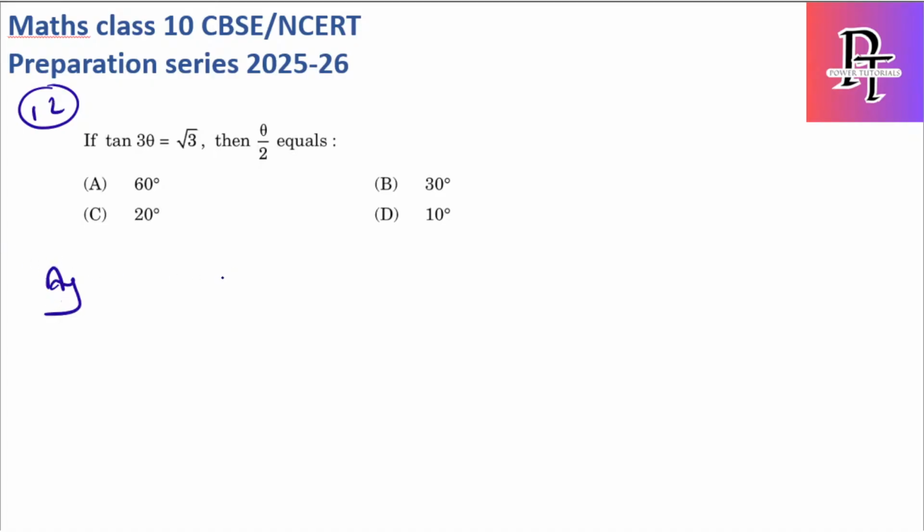Tan 3 theta is root 3. So tan I already explained, so I'm not going to cover it now again, because tan theta root 3 means theta should be 60 degrees. Okay, so now 3 theta is 60, theta is 20.